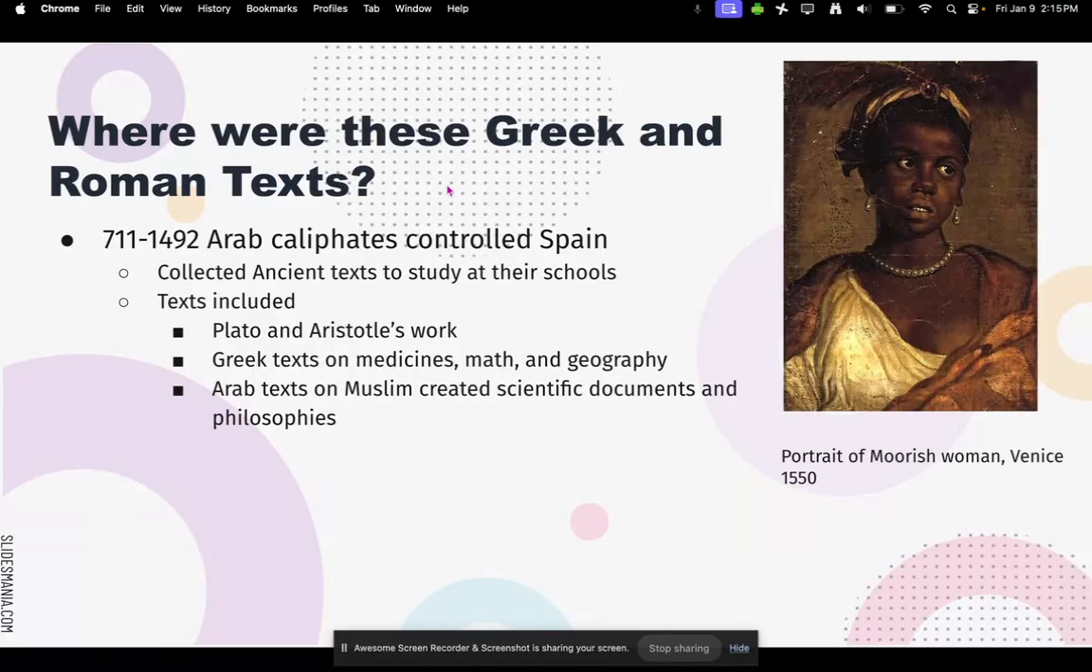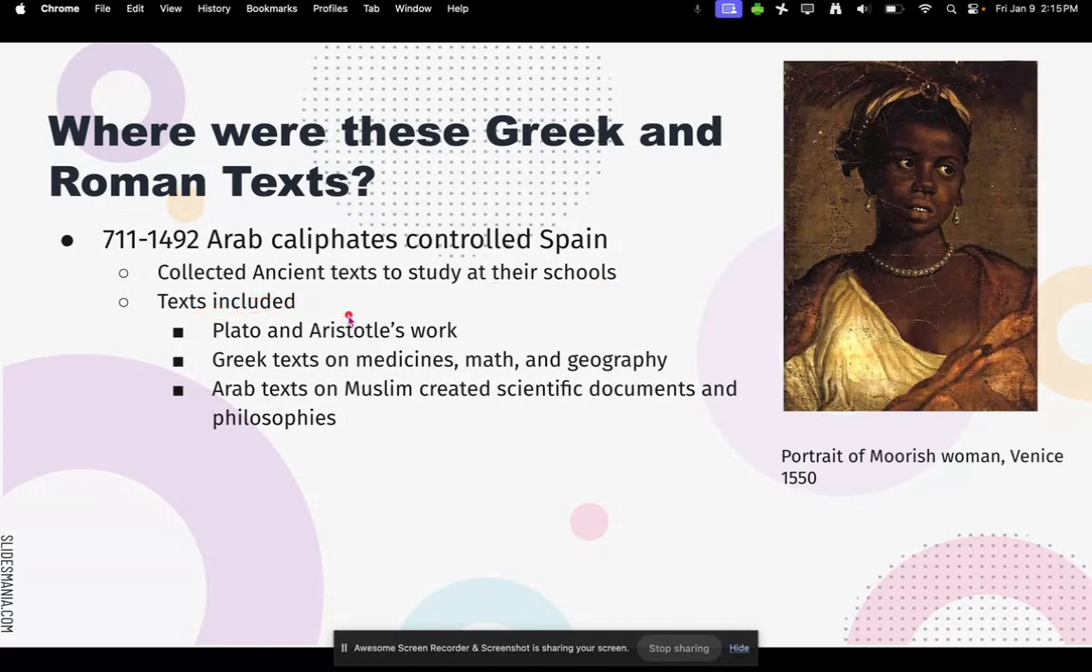So between 711 to 1492, Arab caliphates controlled Spain. We talked about Islam in North Africa back in Unit 7, and we talked about how they controlled parts of Spain. These Arab caliphates collected ancient texts and studies at their schools. If you remember back in Unit 7, we talked about how there were quite a few universities in Africa.